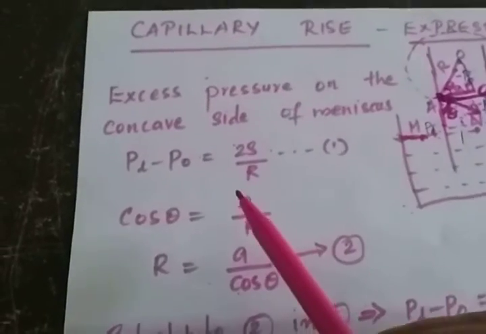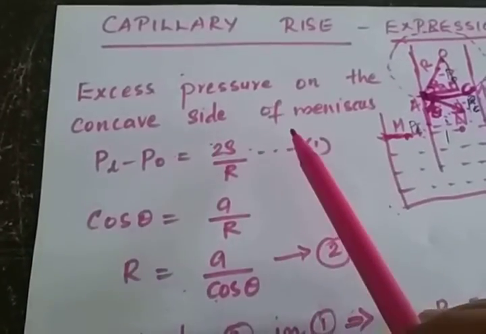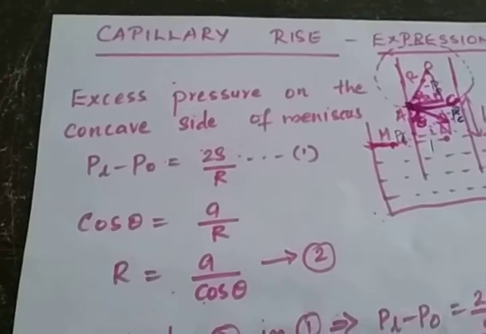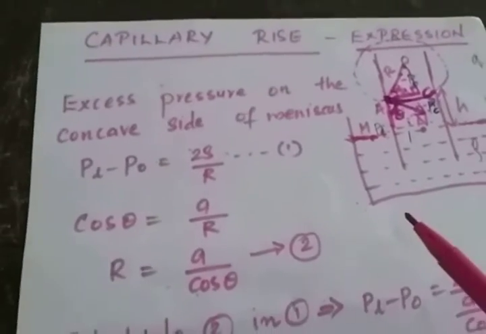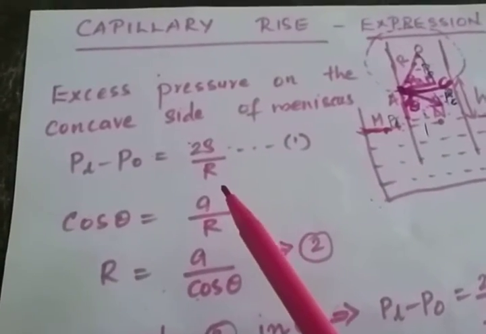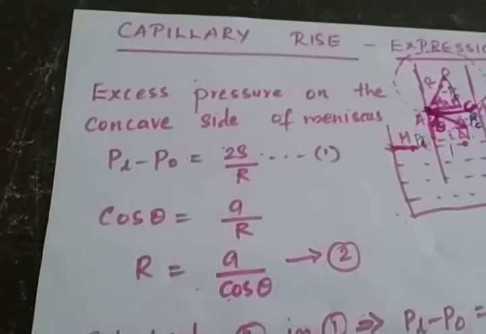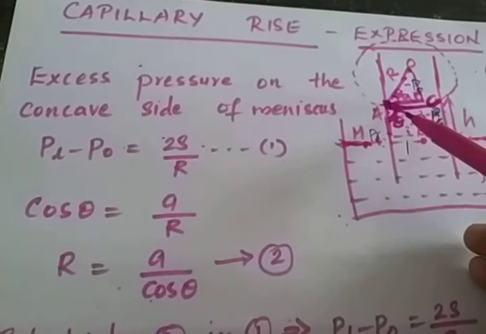Now we can move to our derivation. Here the excess pressure on the concave side of the meniscus is Pi minus Pu equal to 2S by R, where R is the radius of that meniscus. Just now we had studied the expression for pressure difference, that is Pi minus Pu equal to 2S by R. And from this right angle triangle AOC, what is cos theta?